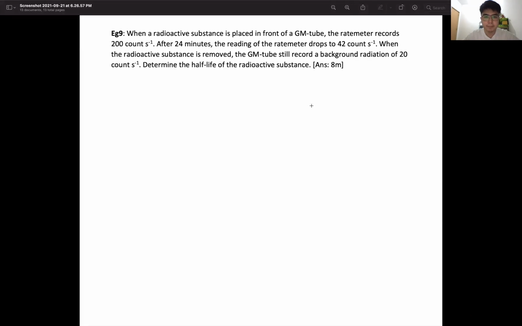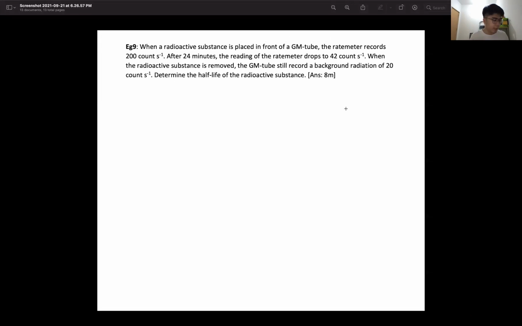Example 9. Let us look at one calculation of the GM tube. When a radioactive substance is placed in front of a GM tube, the rate meter records 200 count per second. After 24 minutes, the reading of the rate meter drops to 42 count per second. When the radioactive substance is removed, the GM tube still records a background radiation of 20 count per second. Determine the half-life of the radioactive substance.